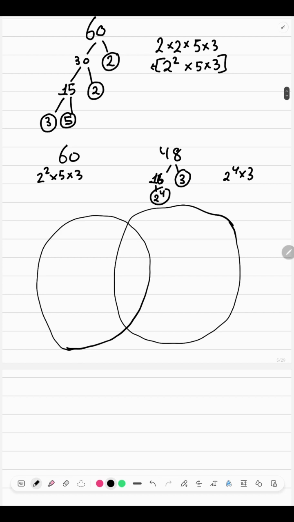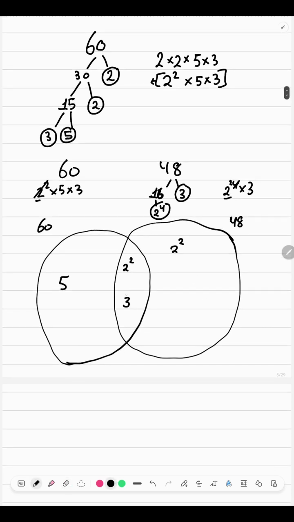And then, when you have your Venn diagram, let's say this is 60 and this is 48. We'll put in the numbers that go into both in the middle. So here we've got 2 squared goes into both, so we put 2 squared down here. And we've got 3 goes into both, so put 3 down here. And we'll take this away and replace this with a 2 because we cancelled out 2 squared. And so here, for 48, we've still got another 2 squared. And for 60, we've got just 5. Oh, sorry, we haven't got 3 here, just 2 squared because we've put the 3 in the middle.